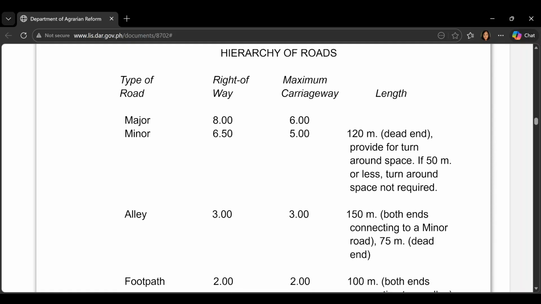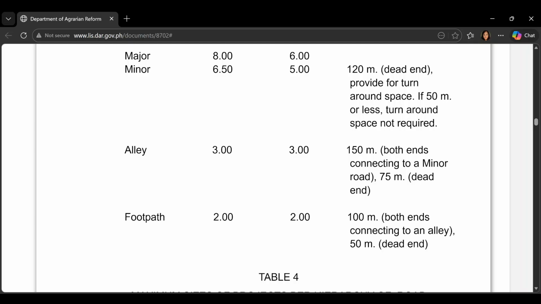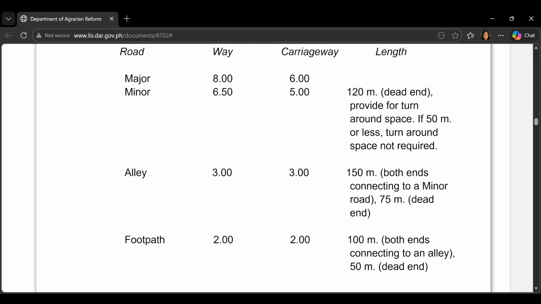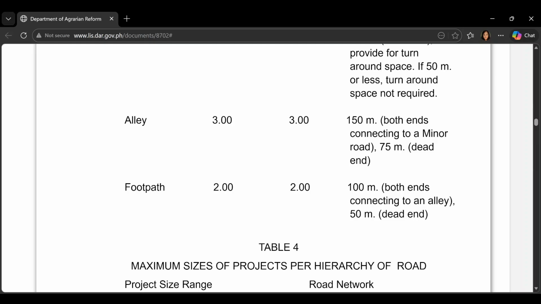Alley. Alley is 3 meters for both right-of-way and maximum carriageway. So the length is 100 meters, both ends connecting to a minor road, 75 meters if it's a dead end. Footpath, 2 meters for both the right-of-way and maximum carriageway. So the length of footpath is 100 meters, both ends connecting to an alley. And then if dead end, the length is 50 meters.